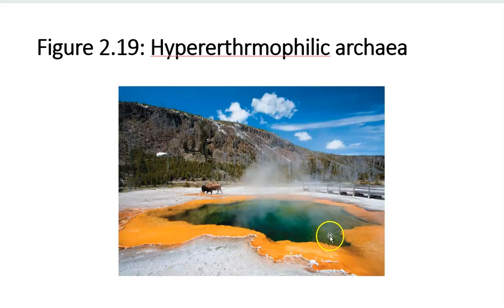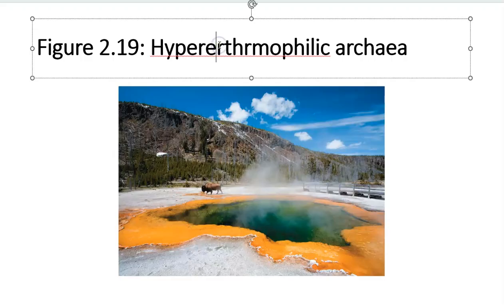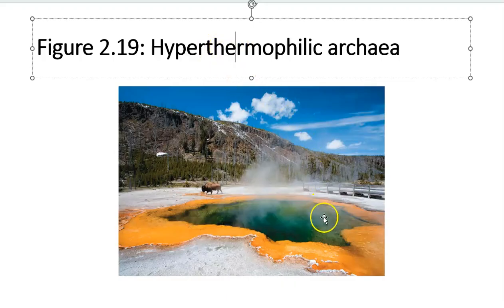So again, you're talking about what gives the color to, I spelled that wrong, I'll correct this right now. What gives the color to our hot springs in Yellowstone? It's these hyperthermophilic members of archaea.